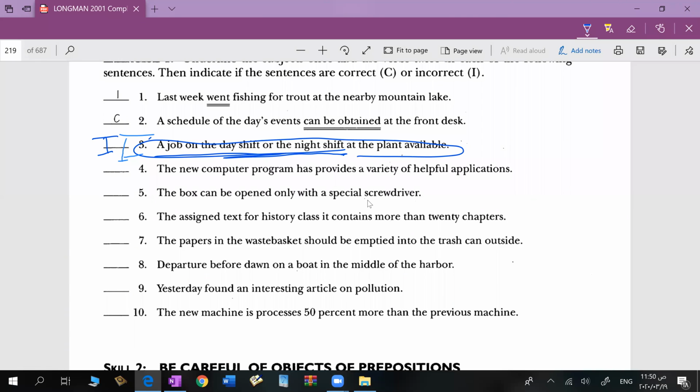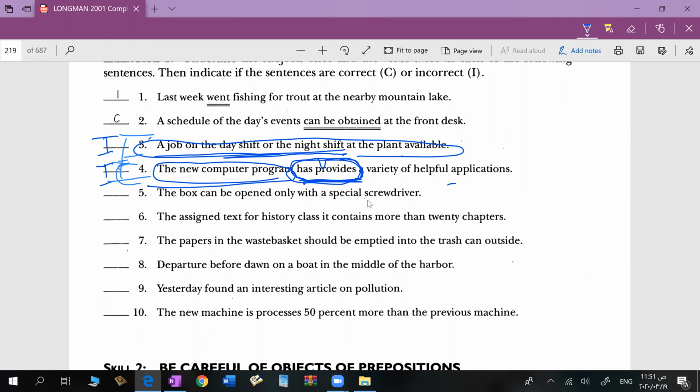The new computer program, this is a noun phrase, this is the subject, provides a variety of hopeful applications. Now it has a verb, but this verb is not correct. We should say has provided, and we will take this in the course. So this is incorrect.